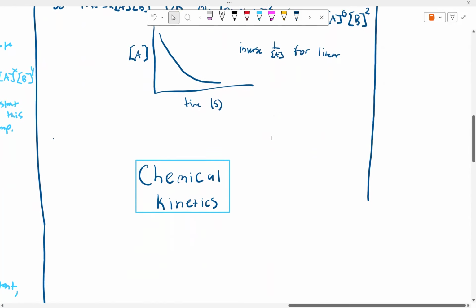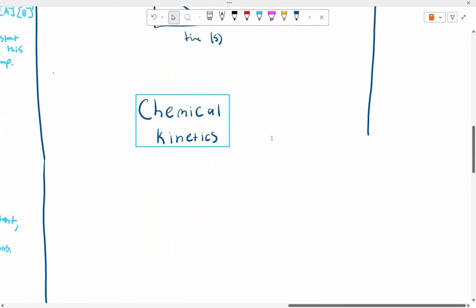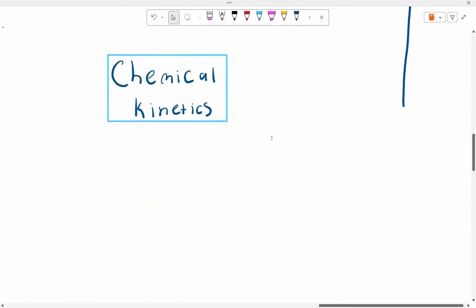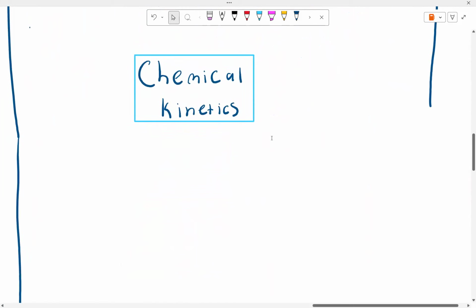Third order is a little more complicated, so it's not really worth talking about in my opinion. Yeah, that's all I want to say about chemical kinetics.